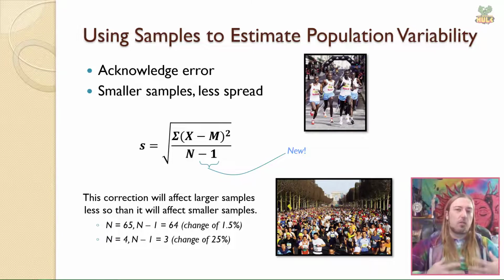And so in order for us to try and estimate population variability, population spread, we have to look first at sample variability and how to account for this error. So larger samples should be more spread out and better representing population variability. Smaller samples will have more error, be less spread out, and be worse at estimating population variability.